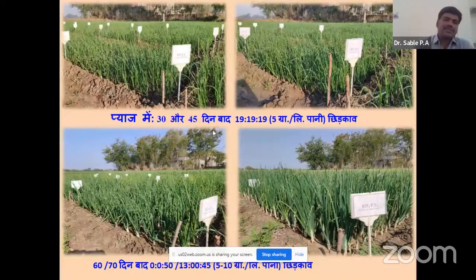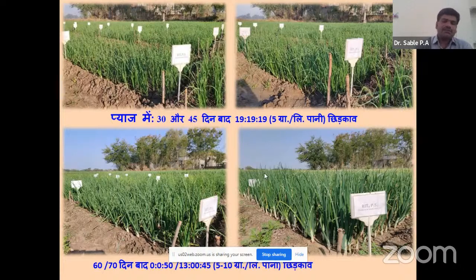Now, as per our earlier discussion with soil nutrient status and soil analysis report, water soluble fertilizers like 19-19-19 at 5 gram per liter of water at 30 and 45 days after transplanting, and one spray of 00:50 or 13:0:45 at 5 to 10 gram per liter of water increases the yield potential in onion as compared to the average yield.